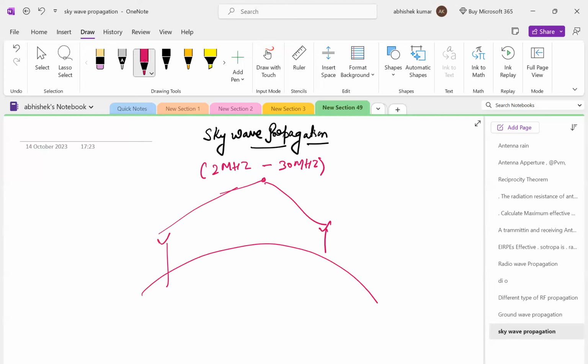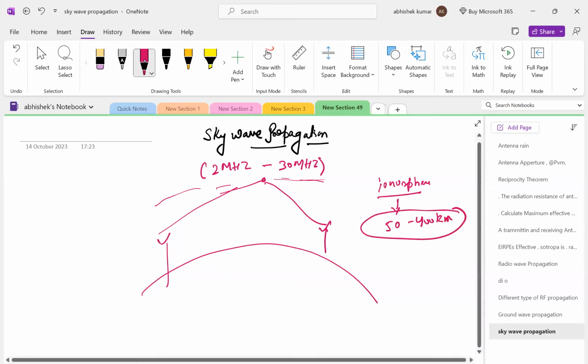This is the ionosphere. As we move above the Earth's surface, we have a layer known as the ionosphere, from where these signals get reflected back, and we receive these signals. The ionosphere is present between 50 and 400 kilometers. This is sky wave communication.